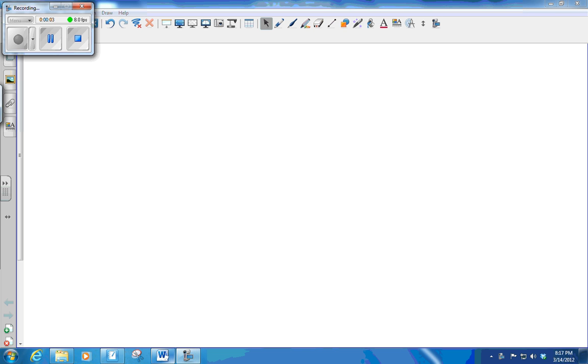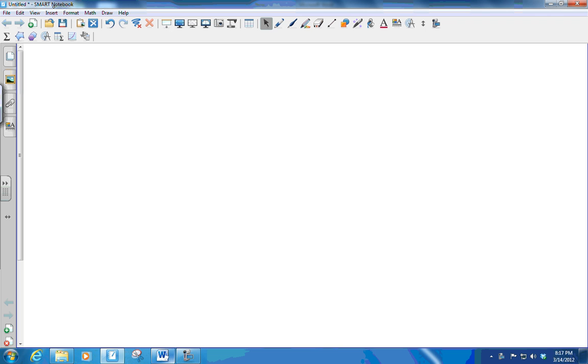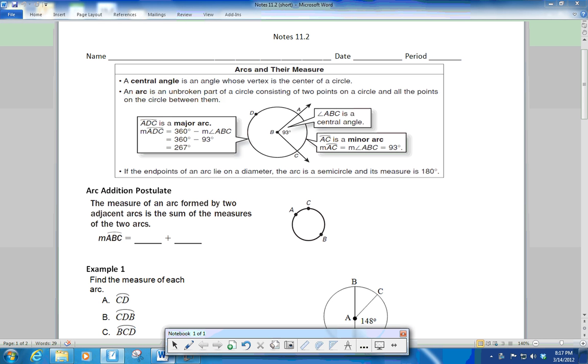Good evening. We're going to be doing 11.2 notes here as soon as I set this up. All right, so that's what you have right there in front of you, notes 11.2.